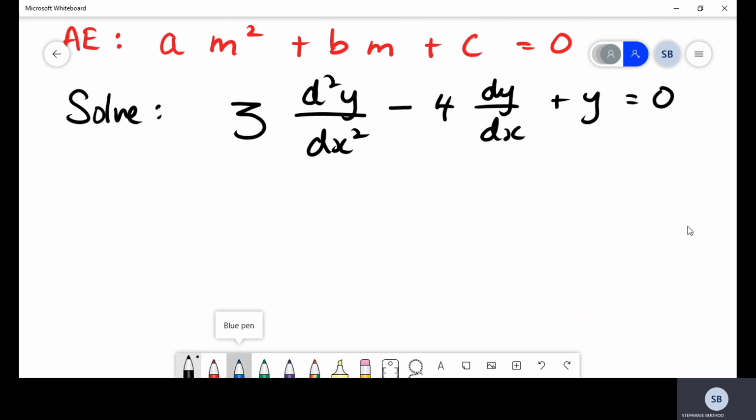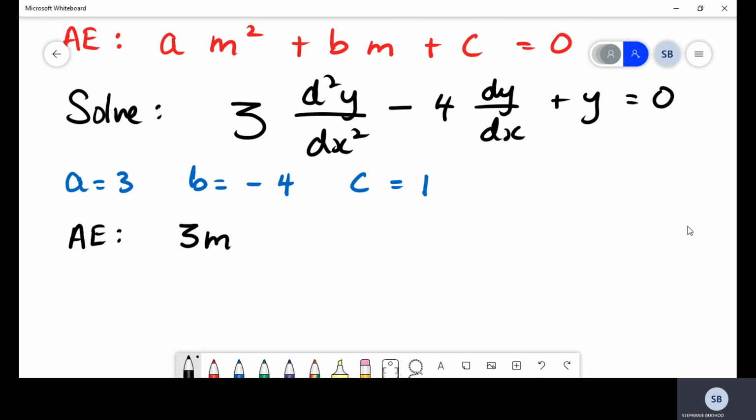First, I want to state my values of a, b, and c. My value of a is 3, my value for b is -4, and my value for c is simply the coefficient of y, which is +1. Having those values, I can now write out my auxiliary equation: 3m squared minus 4m plus 1 equals 0.